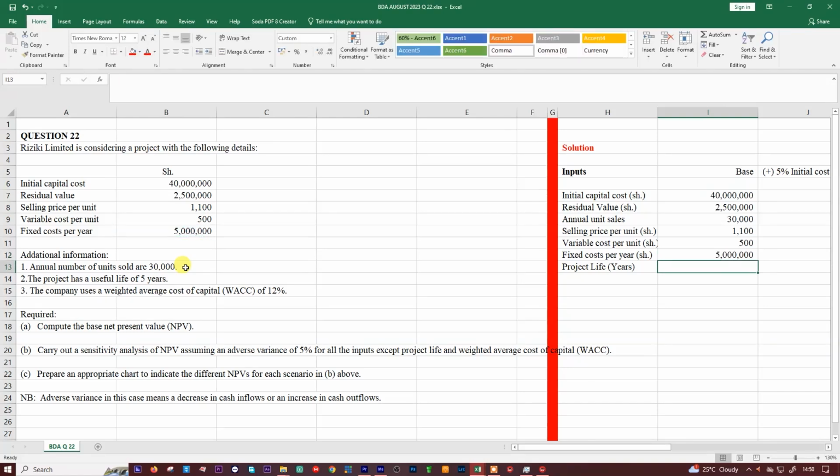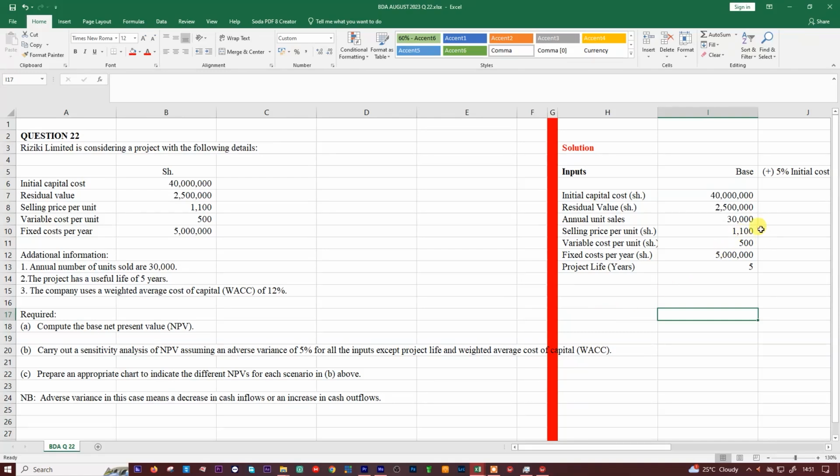Enter there. The project life in years, we have been told in note number 2 that the project has a useful life of 5 years. So we just indicate here 5. So what happens then when we have an increase on initial cost?